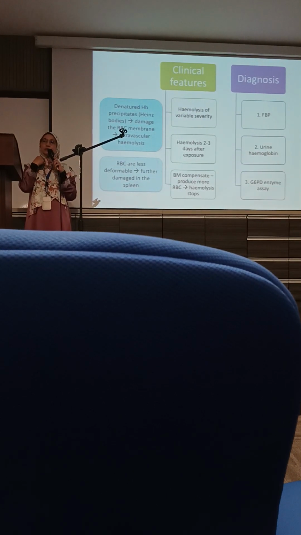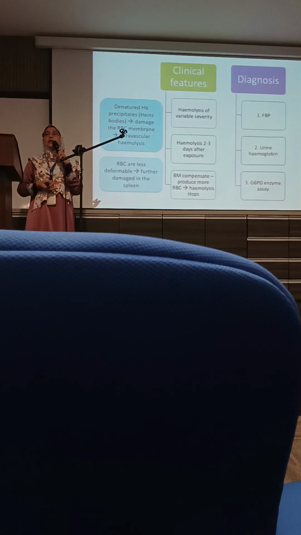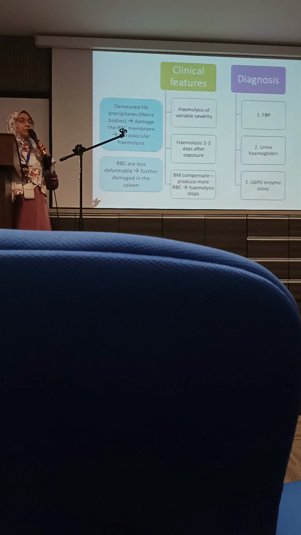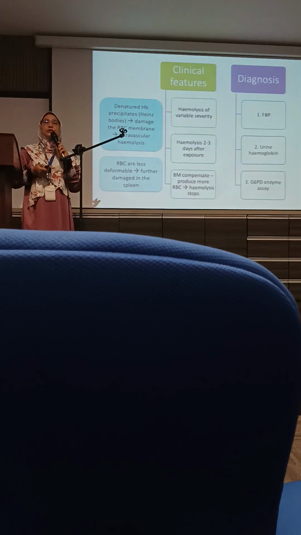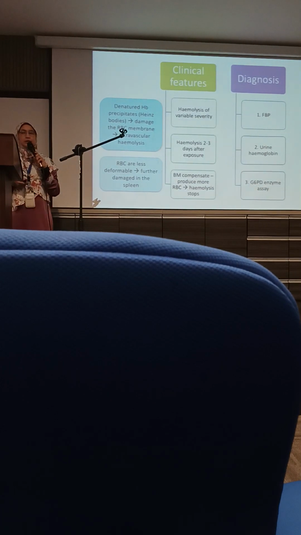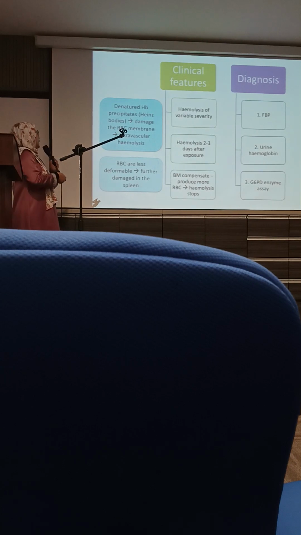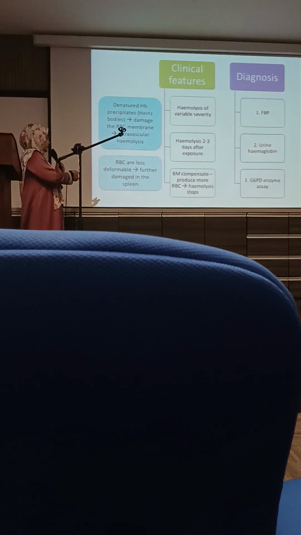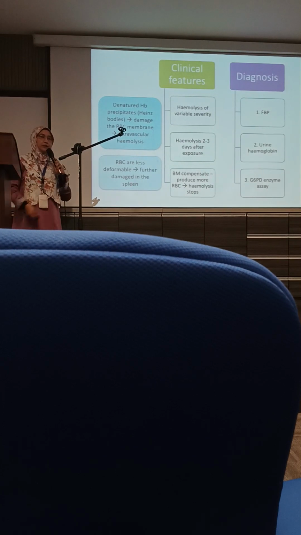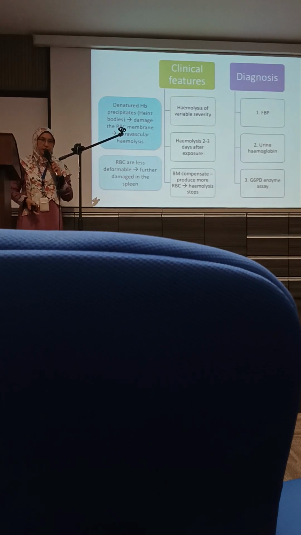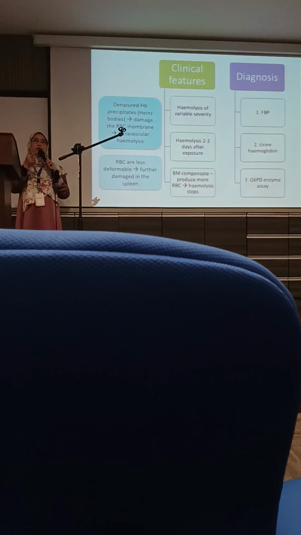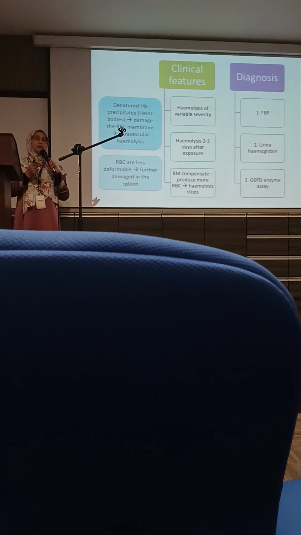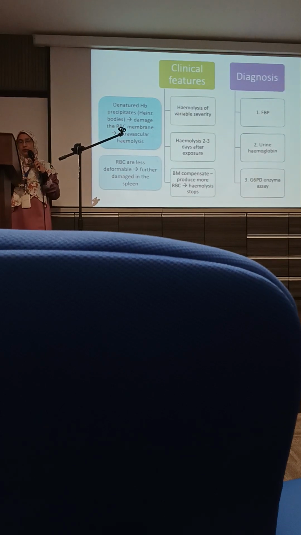And these Heinz bodies will cause damage to the RBC membrane. So it will cause intravascular hemolysis. And the red cells are less deformable and will be further damaged in the spleen. So in G6PD, you have both intravascular and extravascular hemolysis. It is a mixture, there are two mechanisms.